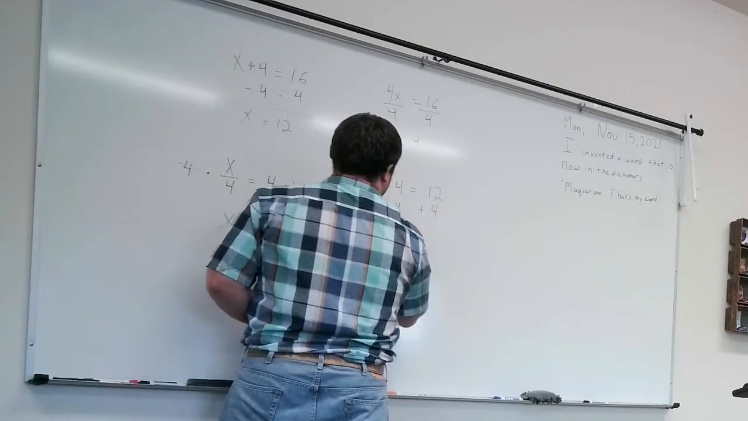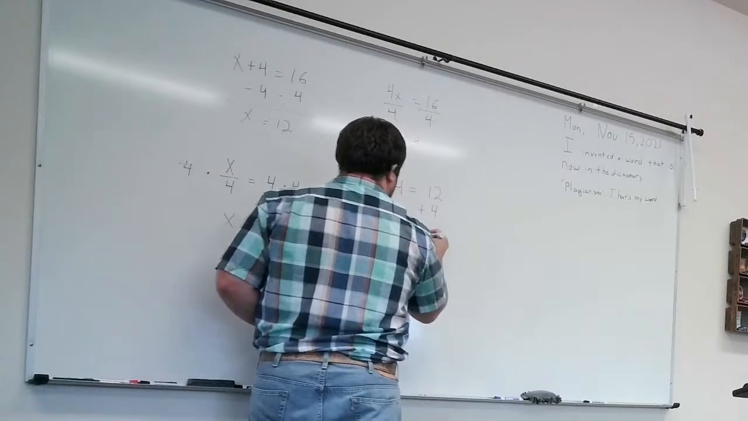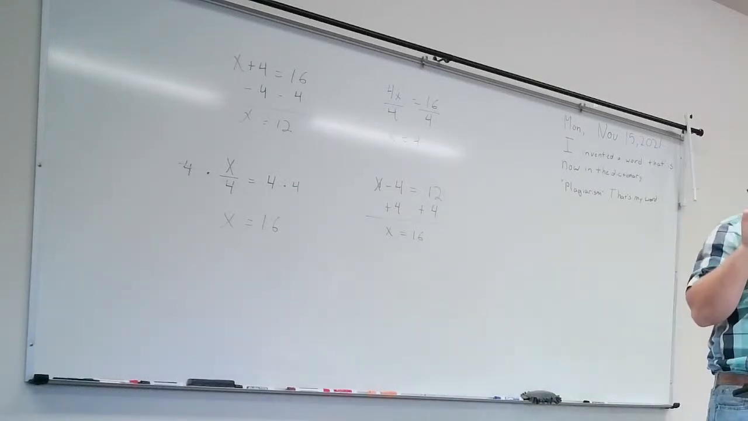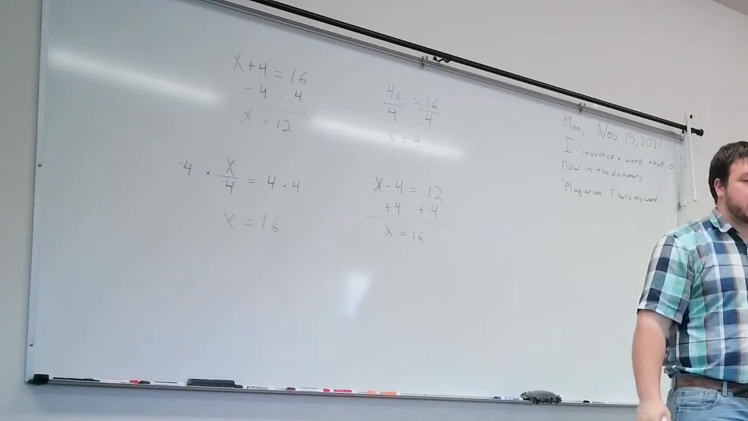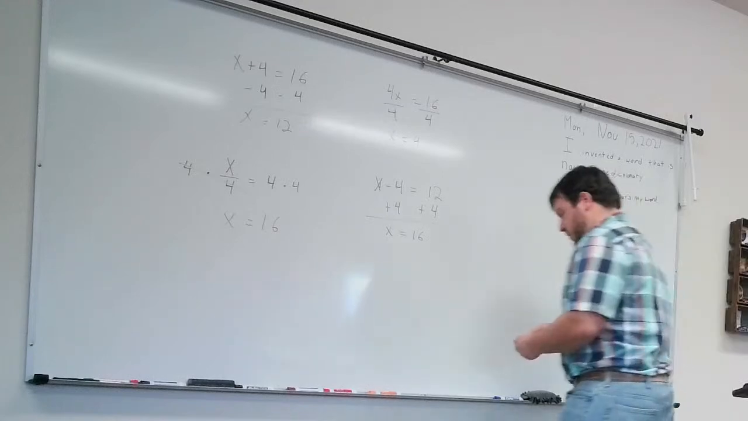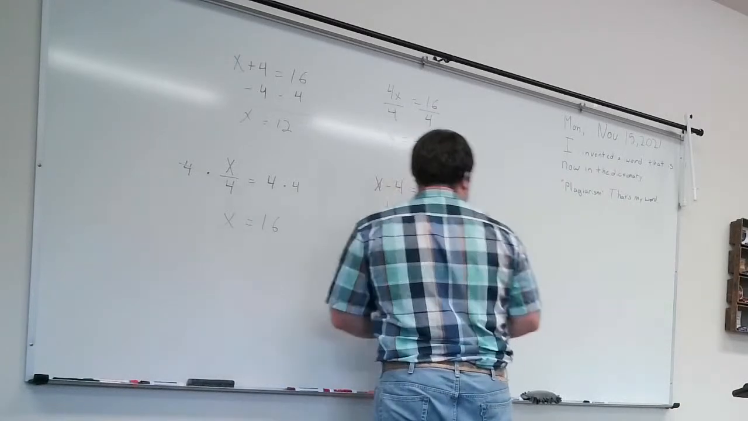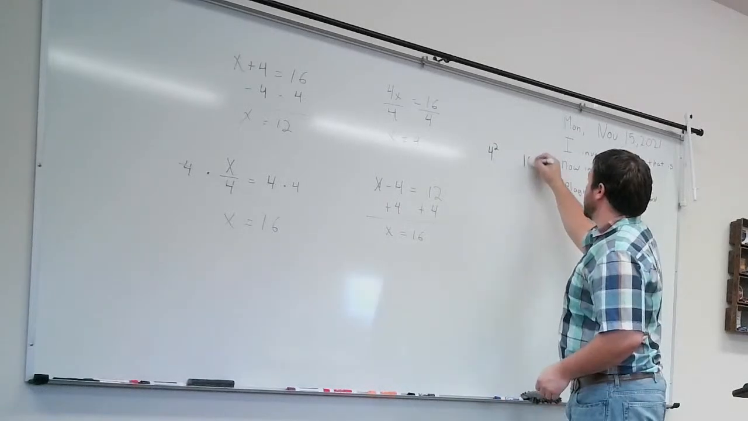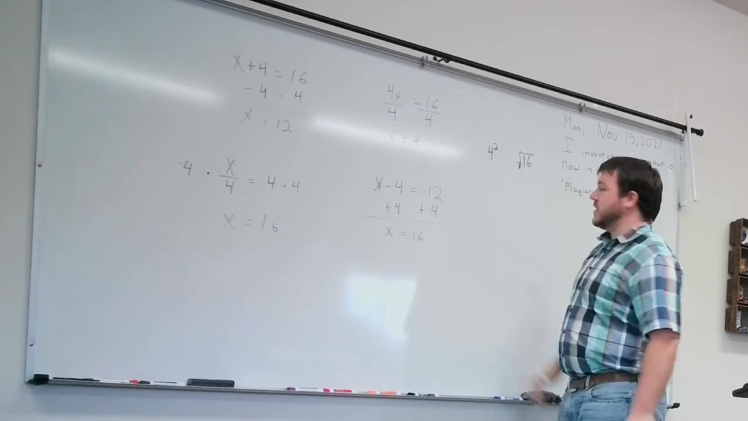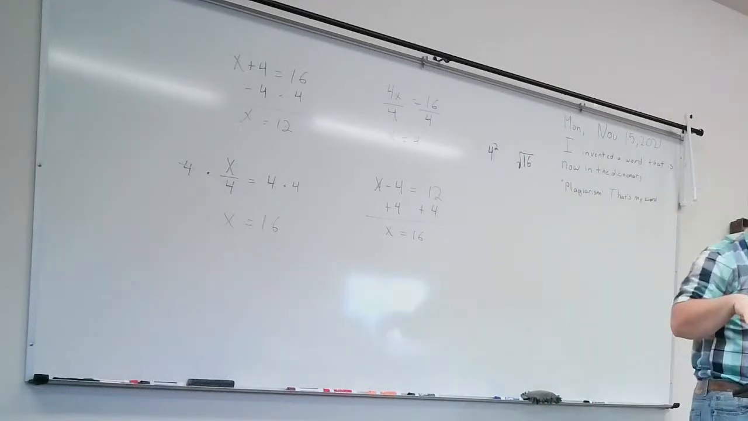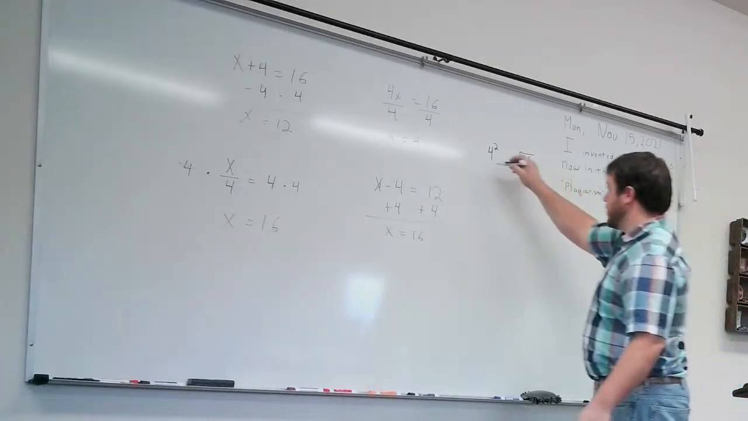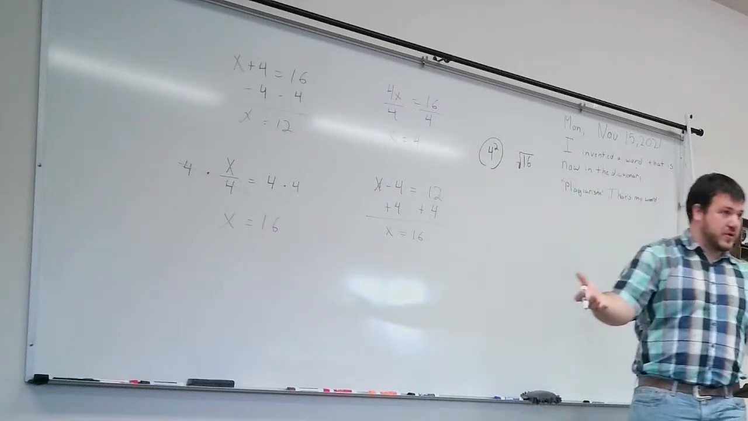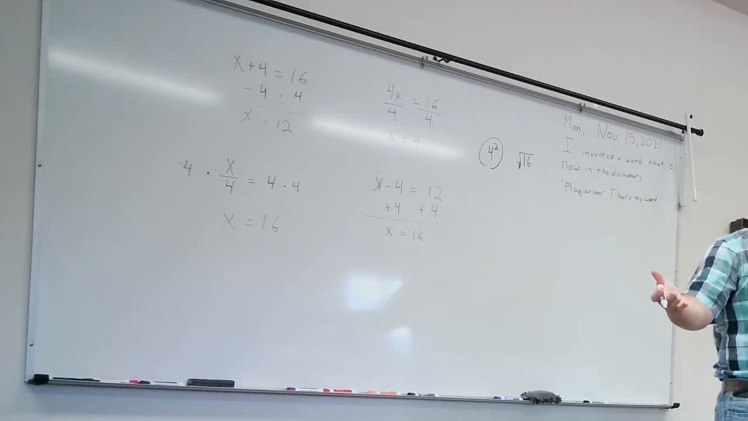There's a few other operations we're going to run into. One of them today is squares. If we have a square, we need to root it. The opposite of a square is a root. The opposite of 4 squared is the square root of 16. These two are opposites. So you see a square, you need to root it. You see a root, you need to square it. That's how you get rid of it.